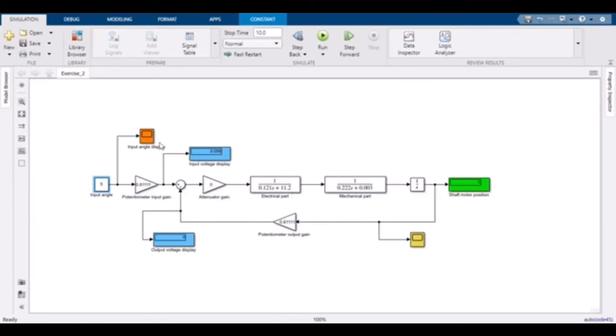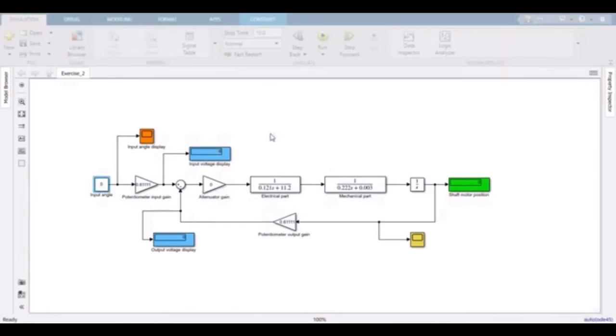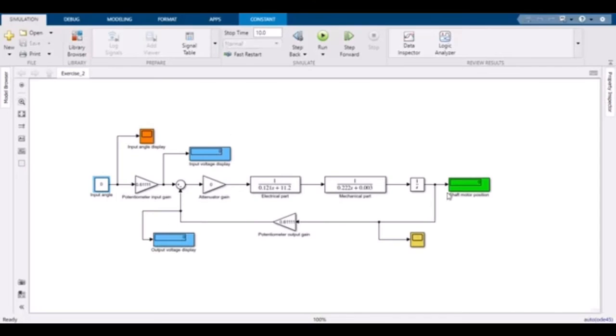So now I'm going to check the increased step-by-step value of the attenuating gain from 0 to 10, and then set the input angle to 0. It is the same. This one is constant 0, and this one is 0. So no reading for the shaft motor, input voltage and output voltage.